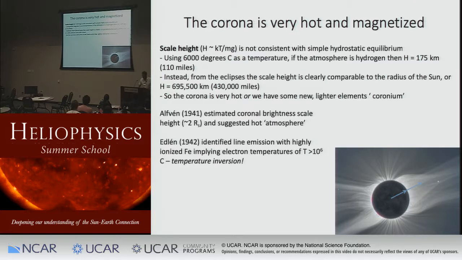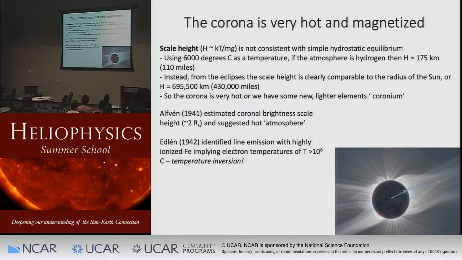So there's a kind of history behind this, right? In 1941, Alfven published a paper where he looked at eclipse images and tried to estimate, he worked the other way around, he tried to estimate the scale height from the brightness images. And it's a really nice paper, it's hard to find.